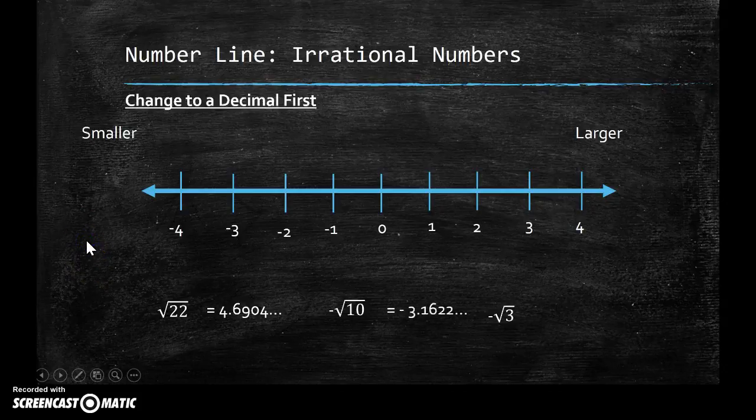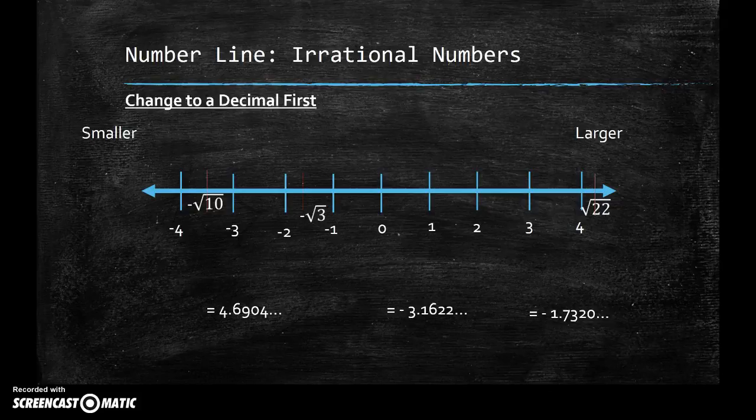Negative radical 10 is negative 3.1622. Again, it keeps going. When you plug this into your calculator, you'll see how many more numbers there are. And negative radical 3 is negative 1.7320. Again, we're going to order these numbers on our number line, and we're going to use the radical signs. We are not ordering our decimals. Radical 22 is larger than 4. Negative radical 10 is between negative 4 and negative 3. And negative radical 3 is between negative 2 and negative 1.